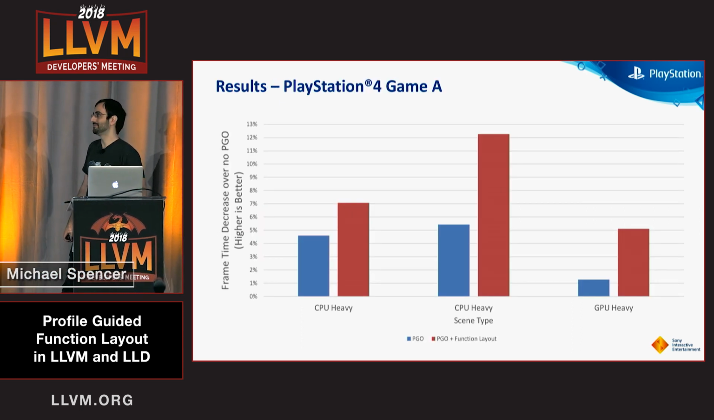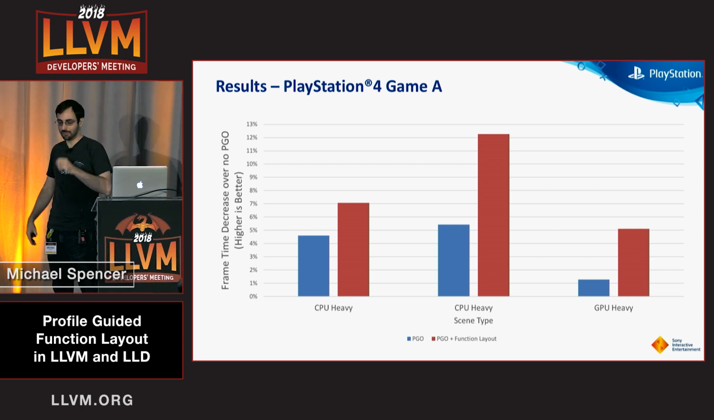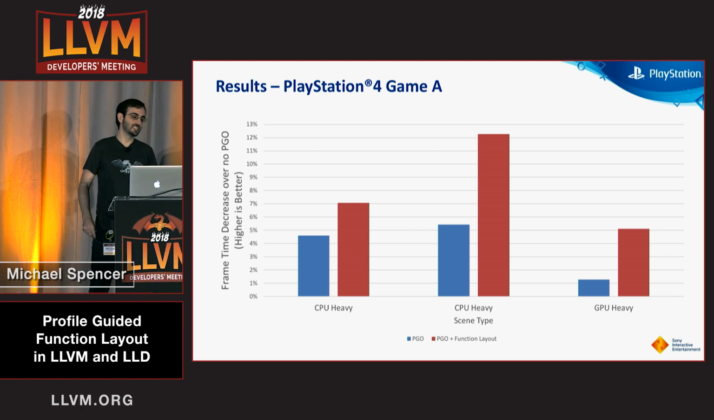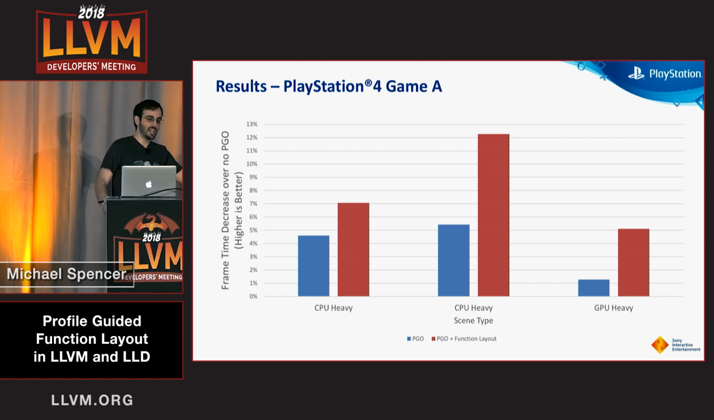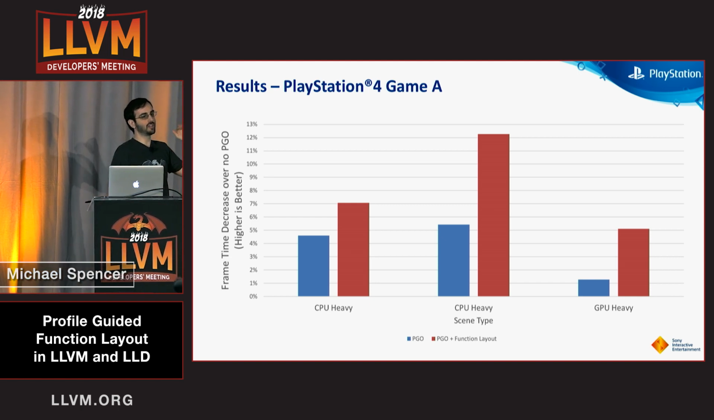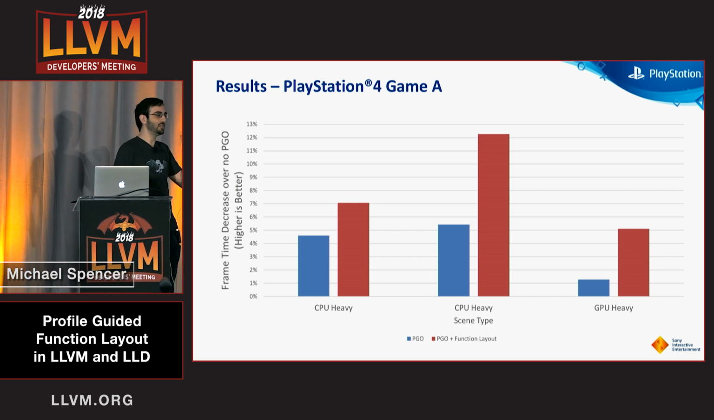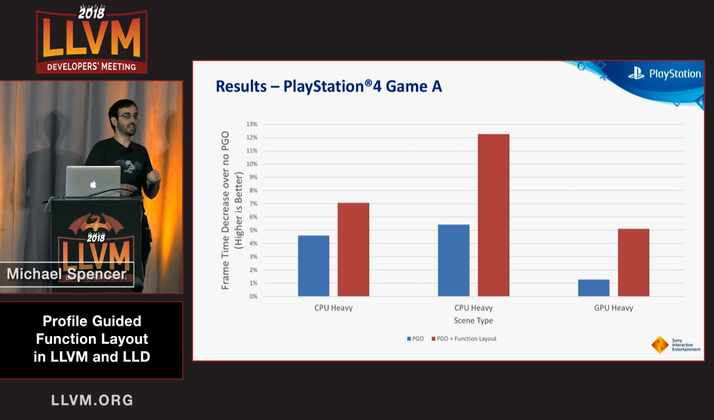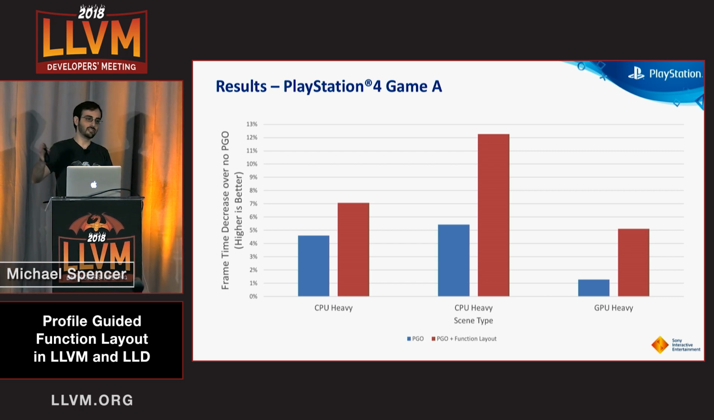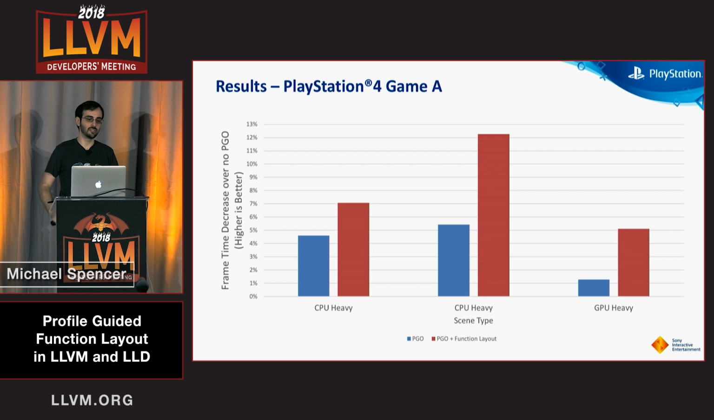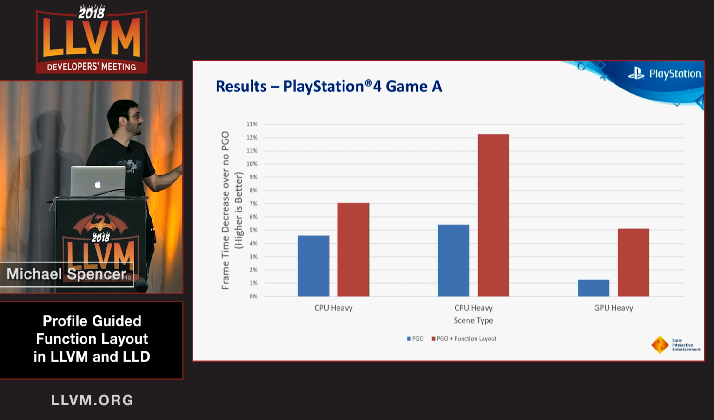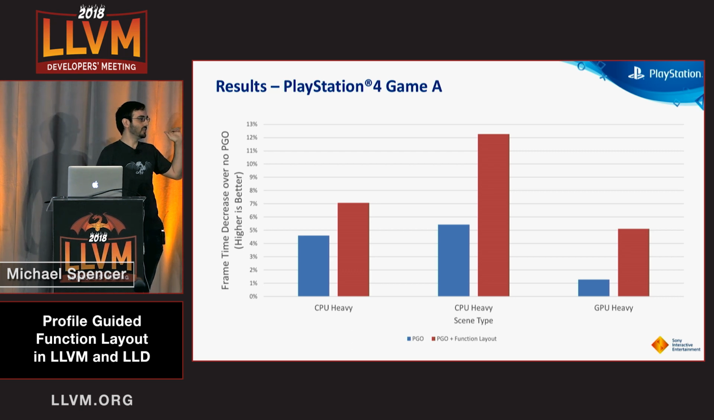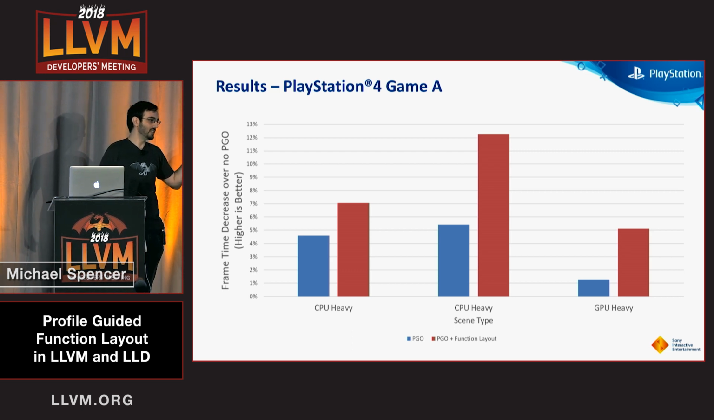So let's take a look at some results. This is a PlayStation 4 game. We'll do different scenes. And what this represents on the vertical axis is how much faster our average frame rate is. This is the time that the CPU spends working on the frame, not the time that the GPU spends. So this is until we call submit and then wait for the next frame time to start. And this is how fast it is compared to a normal O3 build with no PGO.